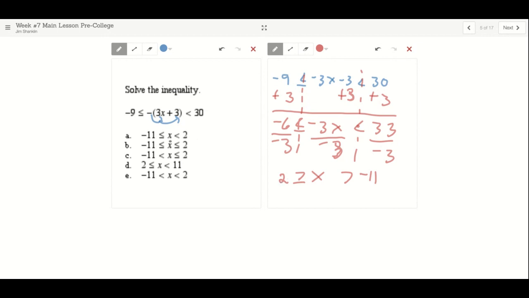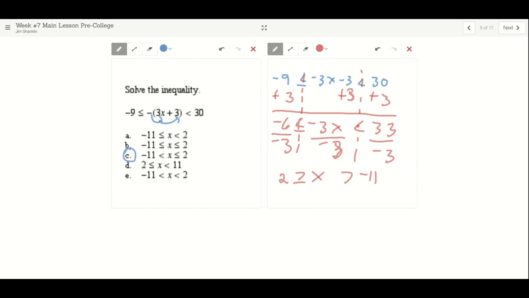So if I go up here, x is less than or equal to 2, x is greater than -11. Does that look right? Looks like letter C. Is that correct for that one? So that is a compound inequality. Okay, so those are fairly easy to do.